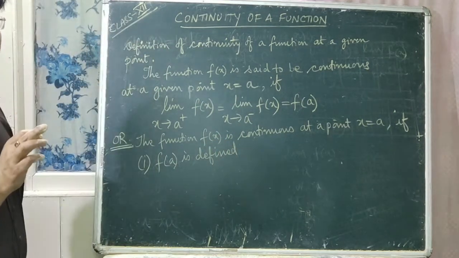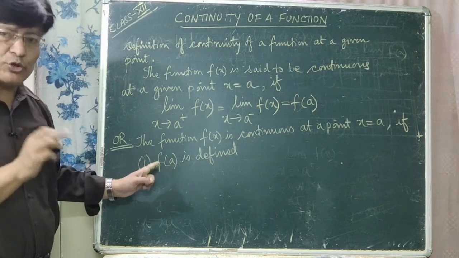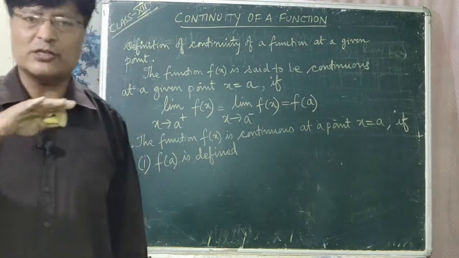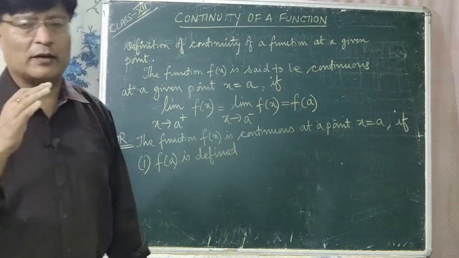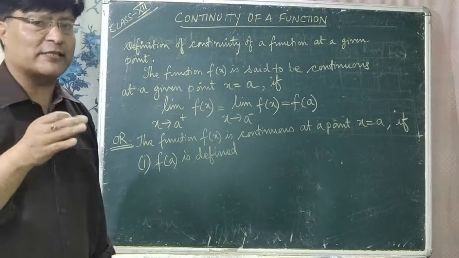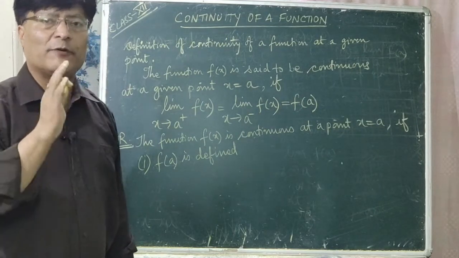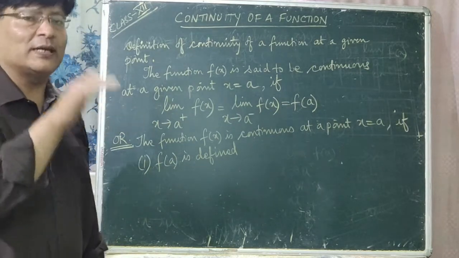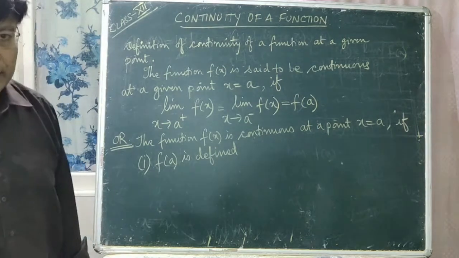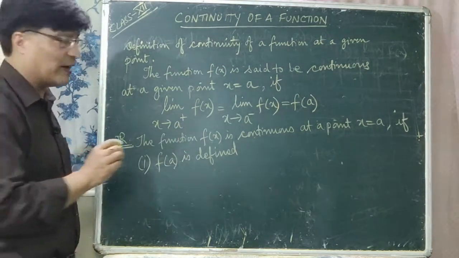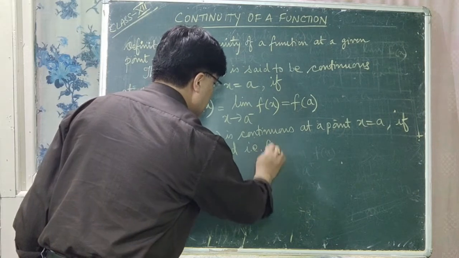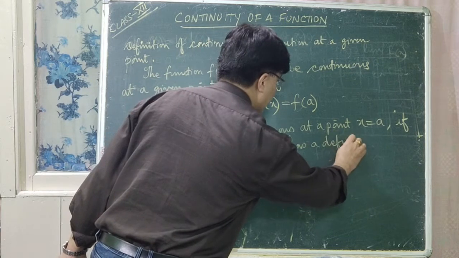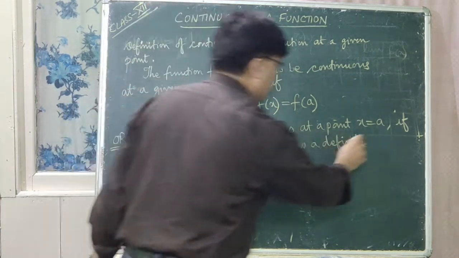You have to get the value of the function f of x at x is equal to a. That should always be defined. Some function of x is given, and also a point is given. If you put that value of x in that function, it should be defined at that point. That is, f of a is defined, that is, f of x has a definite finite value.